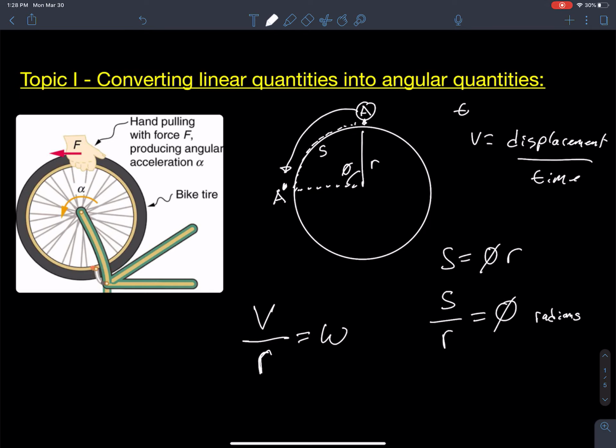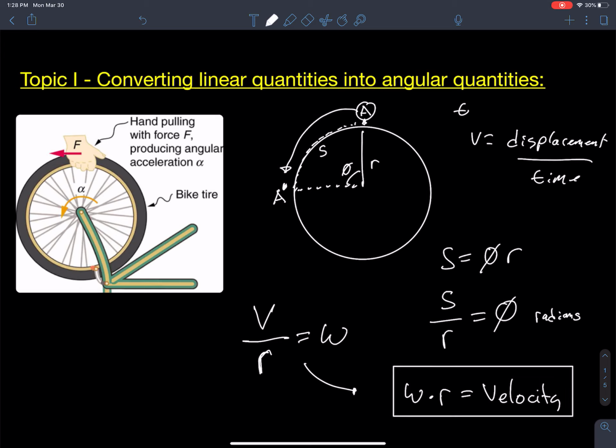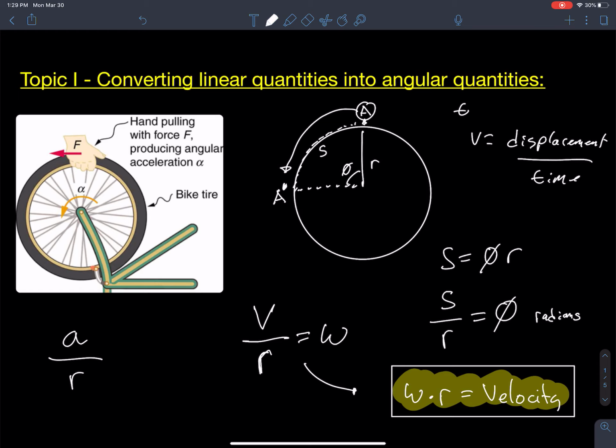And vice versa, angular velocity times R is going to give me my linear velocity. These are important terms that I'm going to highlight here that we need to be able to play around with. If I look at my change in angular velocity over time, that's going to give me my angular acceleration. Another thing I can do, if I knew my linear acceleration and I divide that by r, it's also going to give me my angular acceleration.